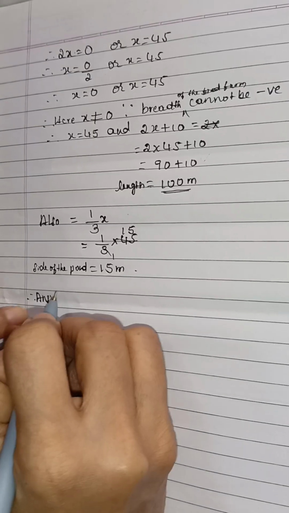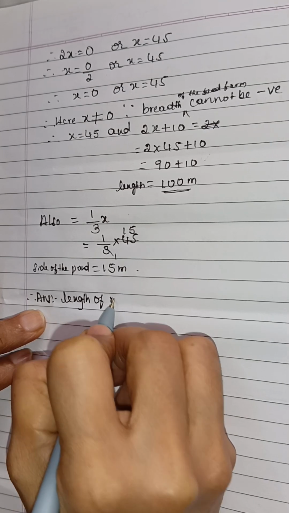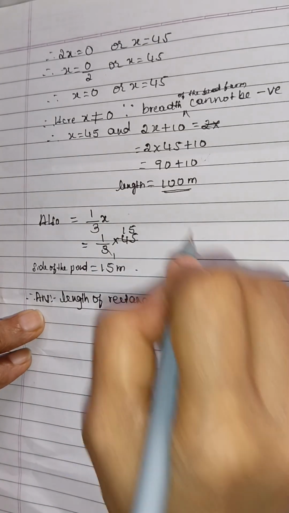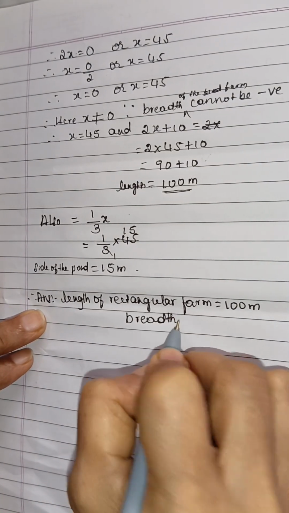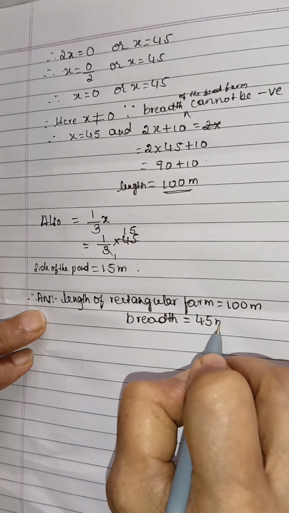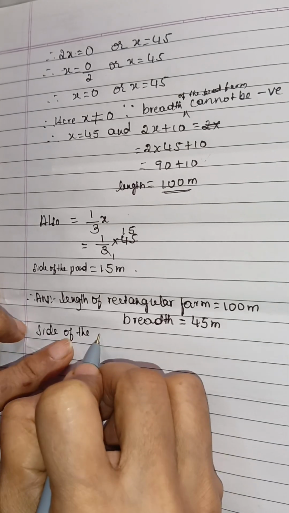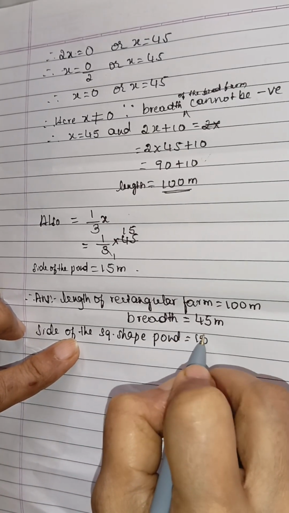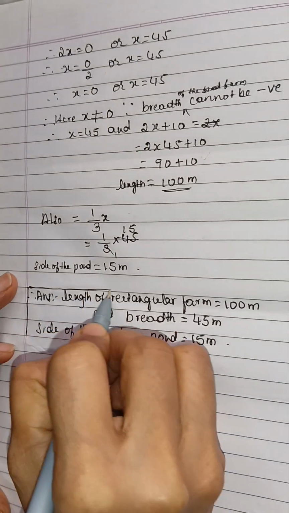Therefore, the answer is: the length of the rectangular farm is 100 meter, and its breadth is 45 meter, and the side of the square shaped pond is 15 meter. This is the final answer.